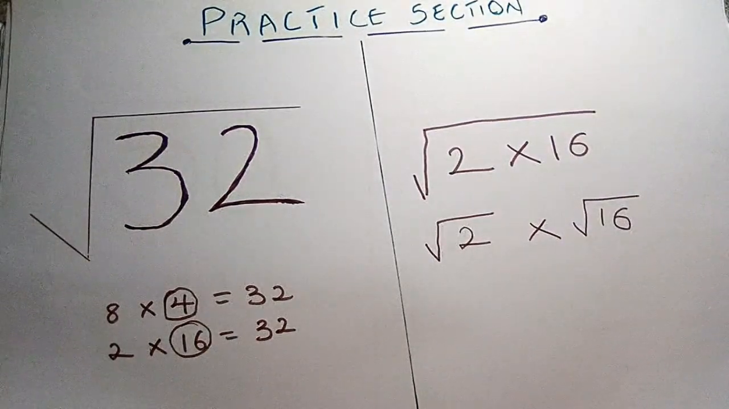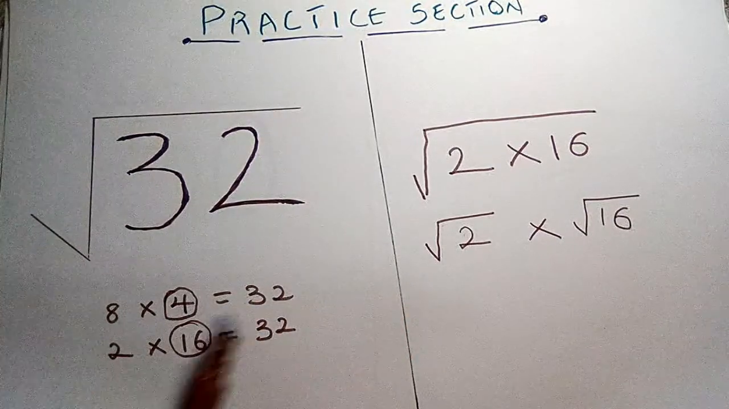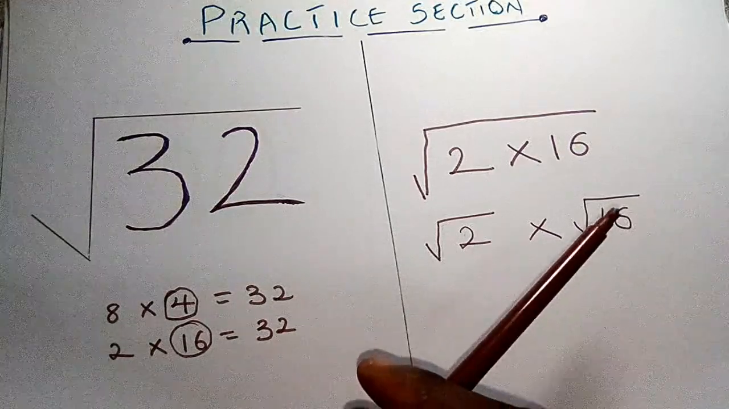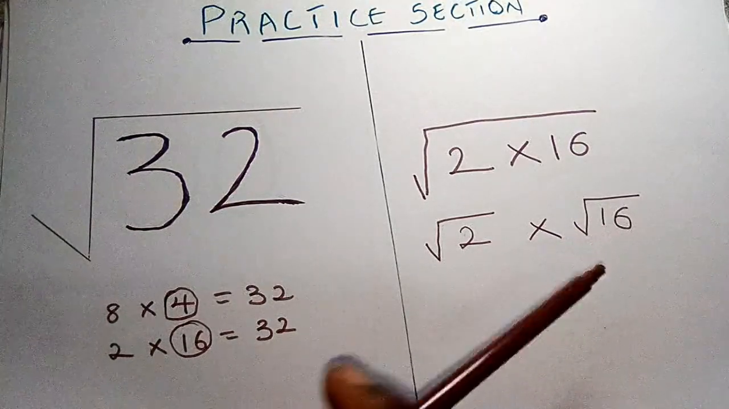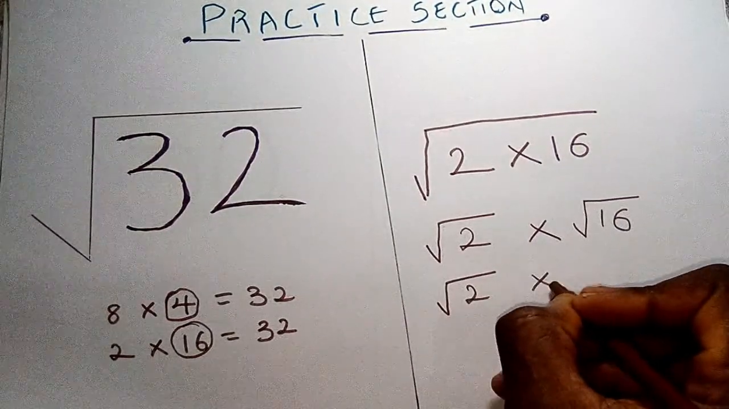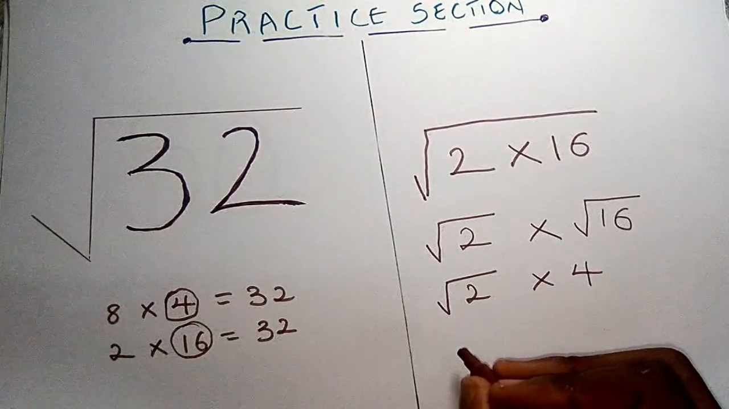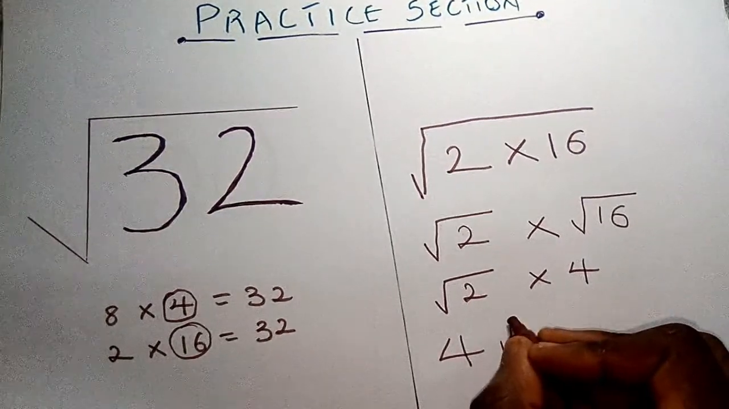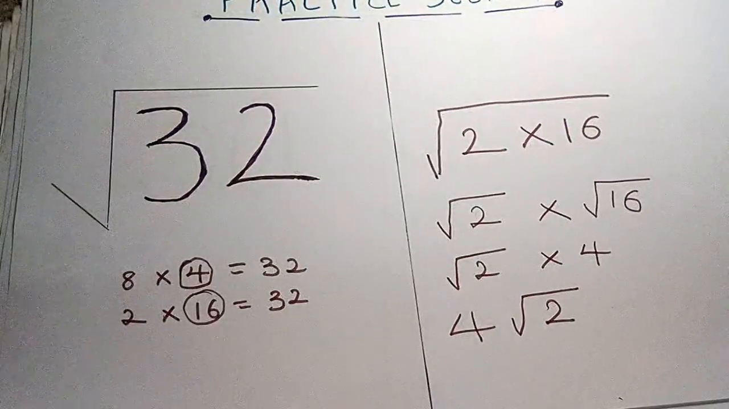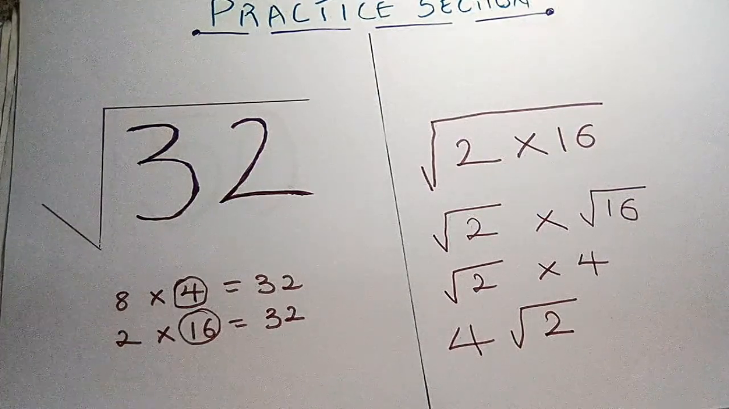Good. Now the next thing you're going to do is find the roots of each of them. Obviously we cannot find the root of 2, so we're going to leave it like that. But we can find the root of 16, which is 4. So the next step is going to be root 2 times 4, and the simplest form of root 32 becomes 4 root 2. So it's that simple. So we've gotten the simplest form for root 32.